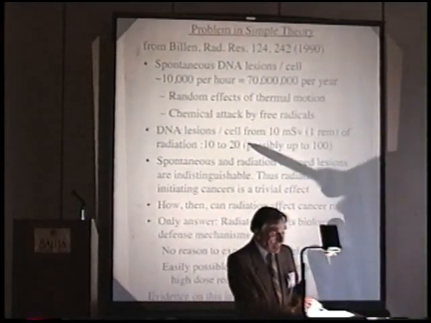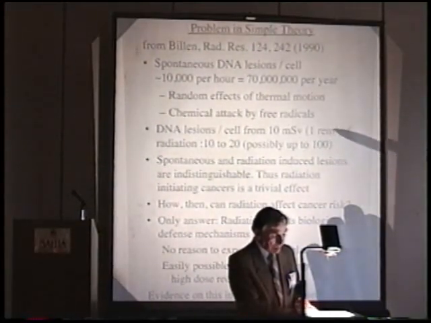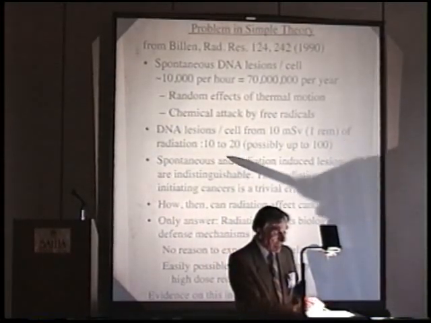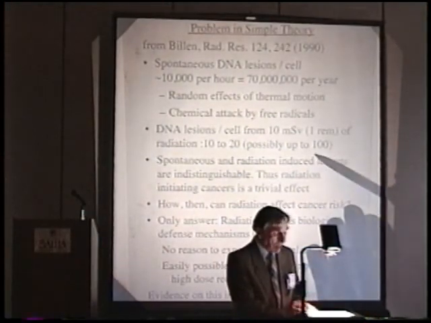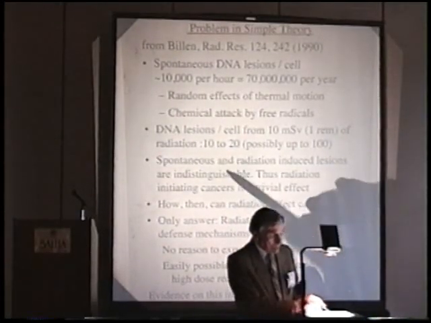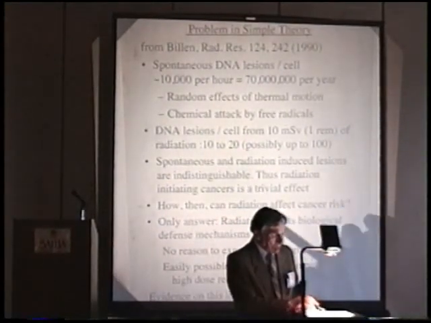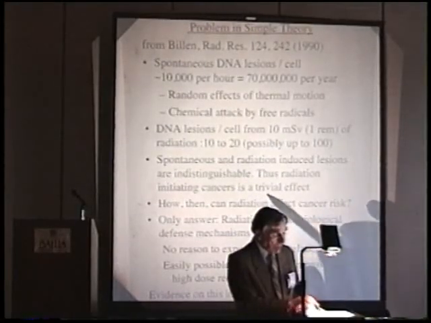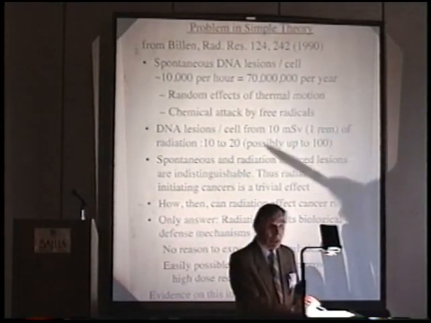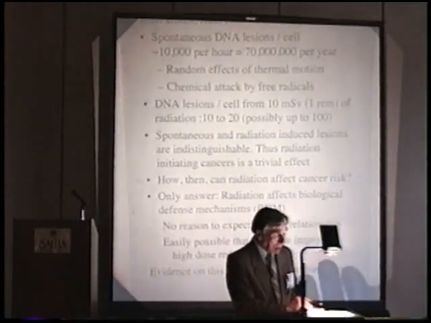Well, the number of these DNA lesions to each cell from a reasonably large dose of radiation is something like 10 to 20, possibly up to 100. But whatever it is, these spontaneous and radiation-induced lesions are indistinguishable. So, therefore, the radiation initiating cancer is a trivial effect. If you're getting 70 million a year, what harm can an extra 100 do to you? That can't cause any problem at all.